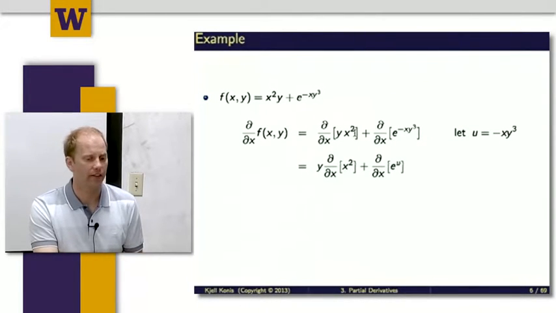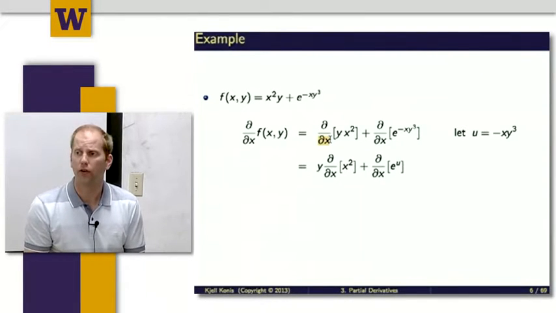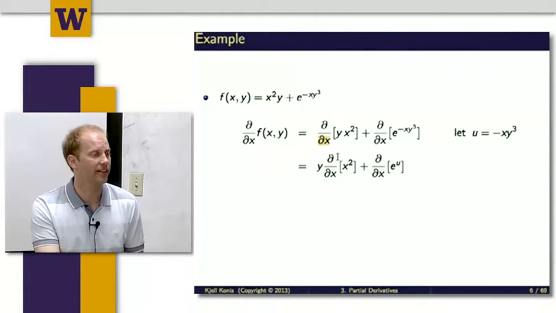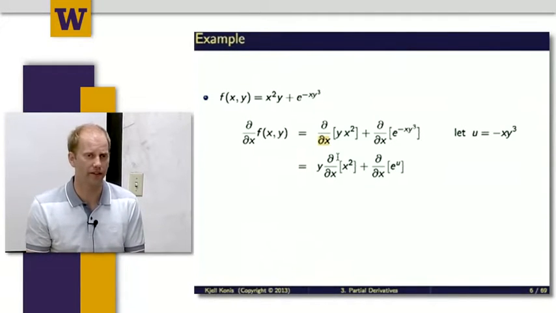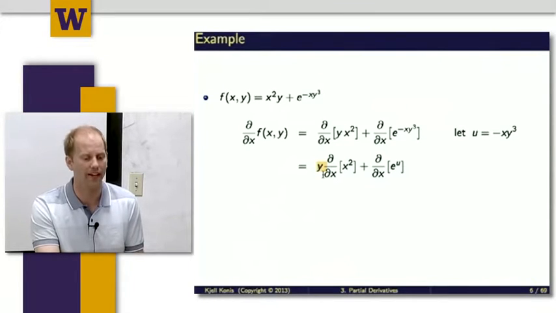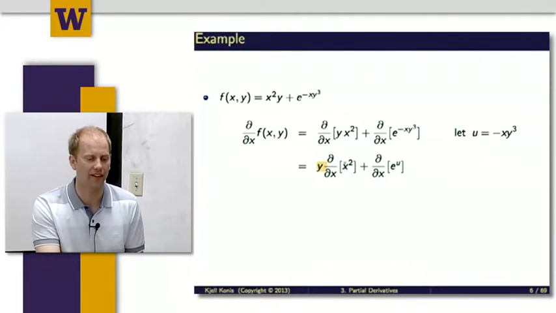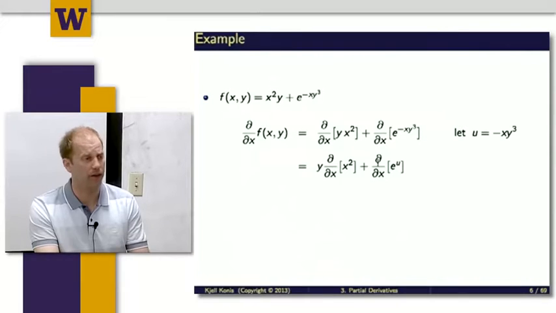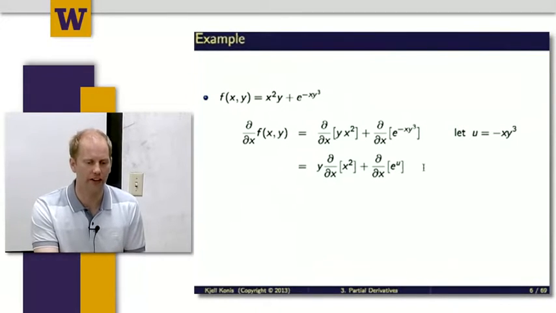If I look at what happened in the first term, since I'm taking the partial derivative with respect to x, my rule was treat y like it's a constant. So if y is a constant, I can use my formula that says the derivative of c times x squared is equal to c times the derivative of x squared. In this case y is my constant, so that's equal to y times the partial with respect to x of x squared. And then for the term on the right, I'm taking the partial derivative of a function of u, with respect to x, so I have to use the chain rule here.